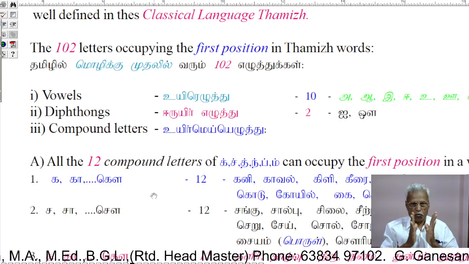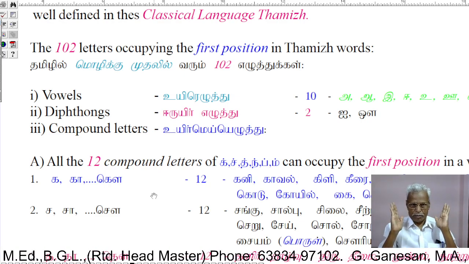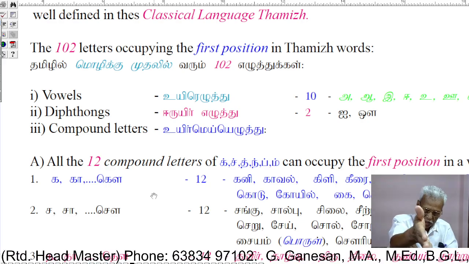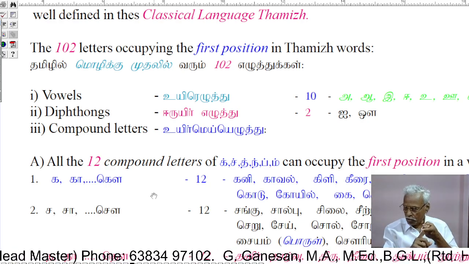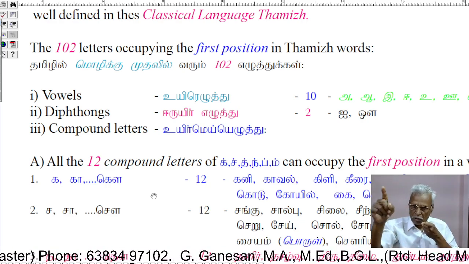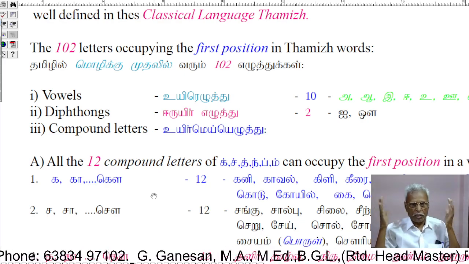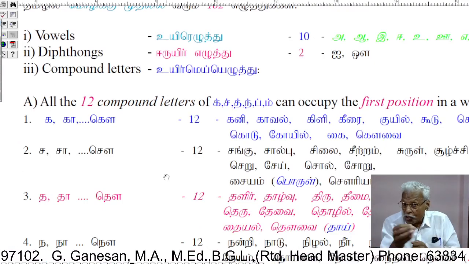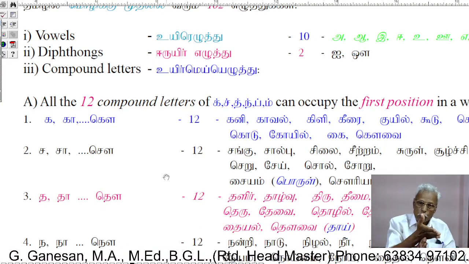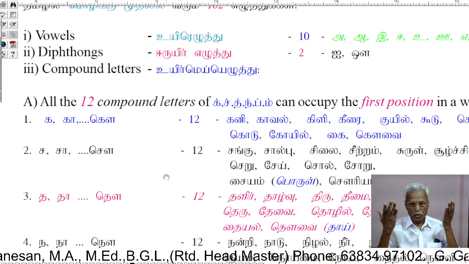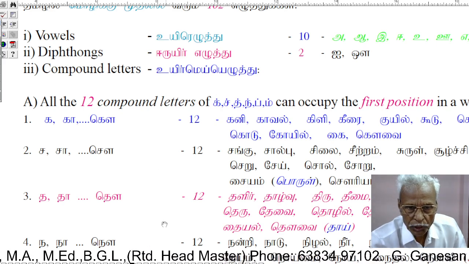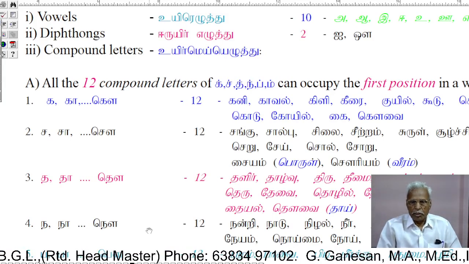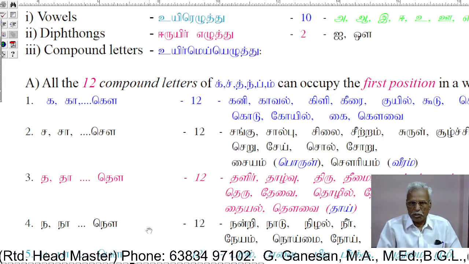Let us say first, vowels. 10 vowels and 2 diphthongs could occupy the first position in a word. Then secondly, the compound letters. Out of the 216 compound letters, how many letters could occupy the first position in a word? Let us see them.